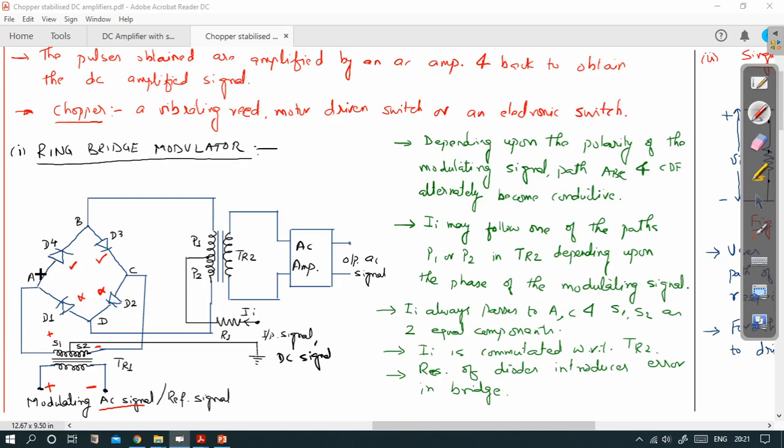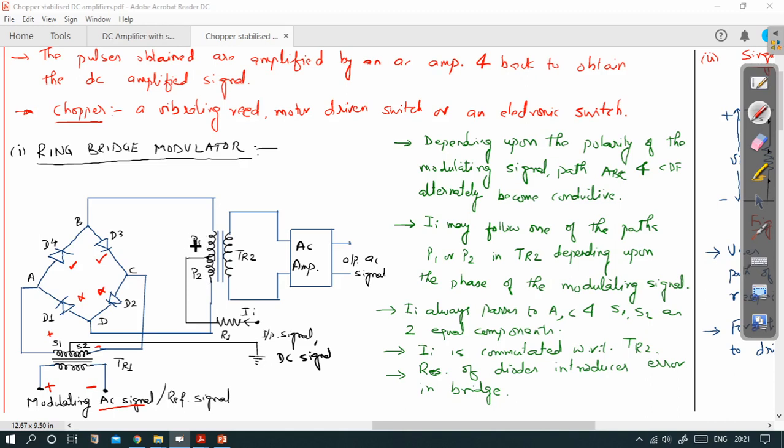Now at the same time, the input DC signal is fed here, right from these terminals. It enters through R1 and goes to the second transformer TR2. Now it will follow either the P1 or P2 path.